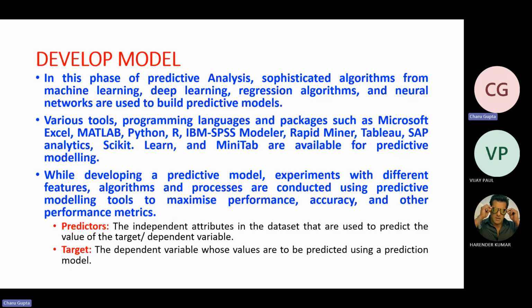So while we are developing a predictive model, it is not that we have chosen this model, or we are comfortable with this model, or this model is easier to implement, and we start with it. No, we experiment with different features. We experiment with different algorithms and different processes. While developing a model, we have two kinds of variables. One is the independent variables. We call them predictors, what we want to predict from. And the second one is the target, which is the dependent variable.